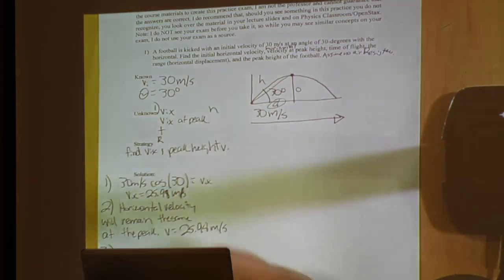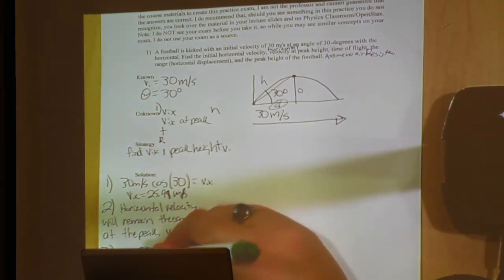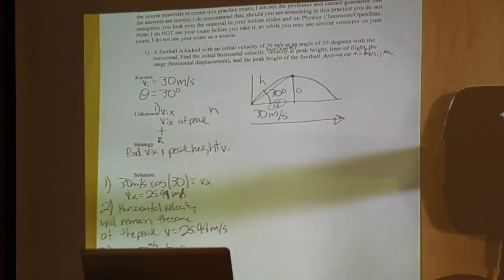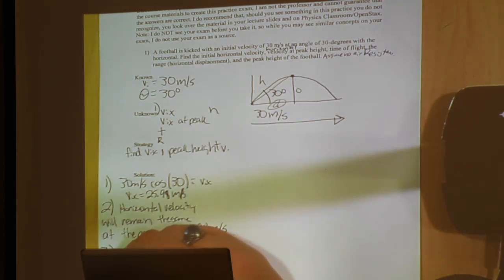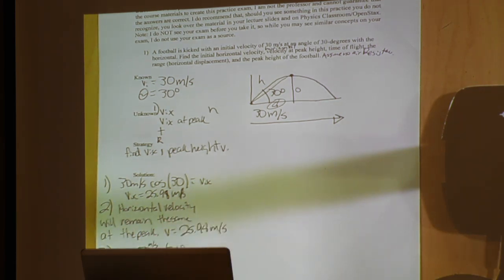So we'll have VIY is going to be equal to 30 sine 30 degrees. Remember, this is meters per second. So what would you guys get for VIY? 15. Did everybody get 15 meters per second? Good. So VIY would be 15 meters per second. So we're looking for time still.